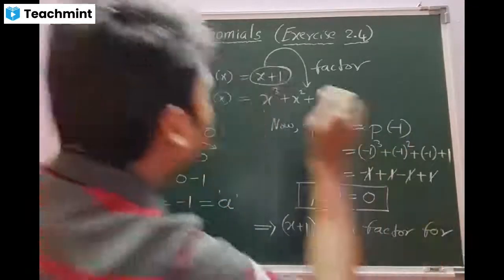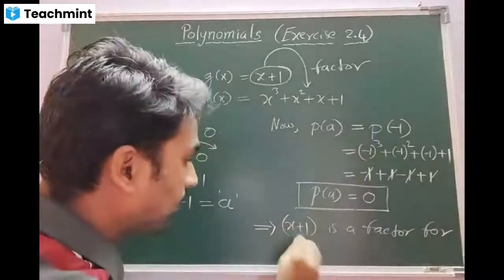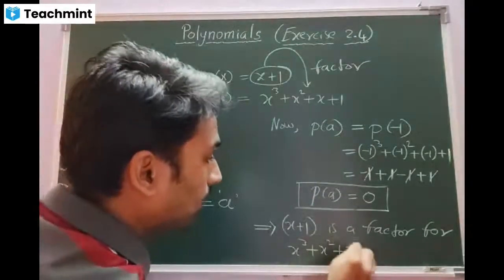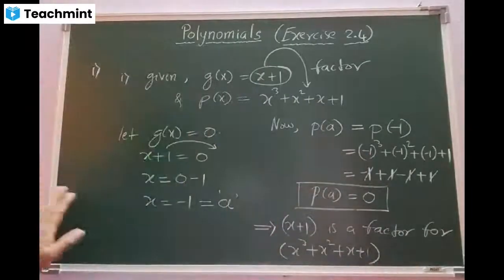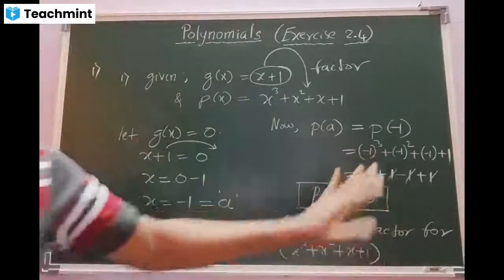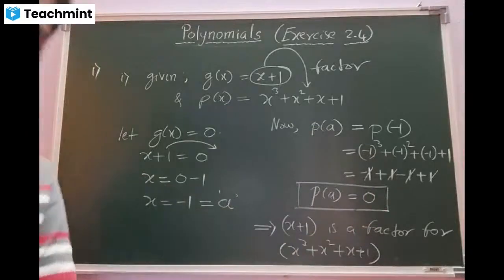for x cube plus x square plus x plus 1. Yeah, beta. Write it down fast. Do it quick.